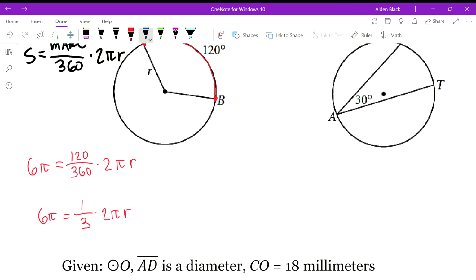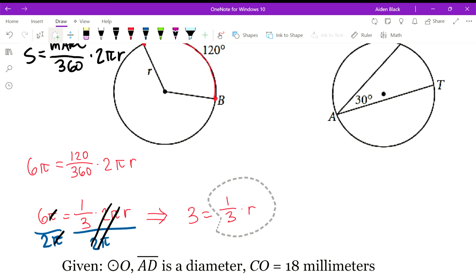Now, it seems the easiest way to do this is to start by dividing both sides by 2 pi. You'll notice that the pi's cancel, and on the right hand side the 2 pi's cancel, but also 6 divided by 2 reduces to 3. So we end up with 3 is equal to 1/3 times r.